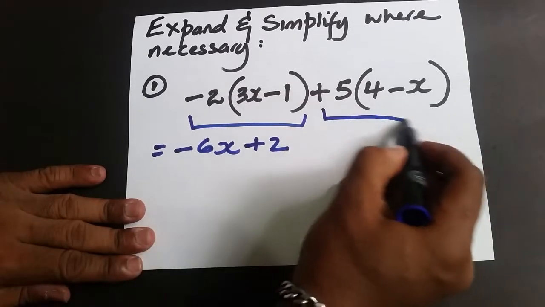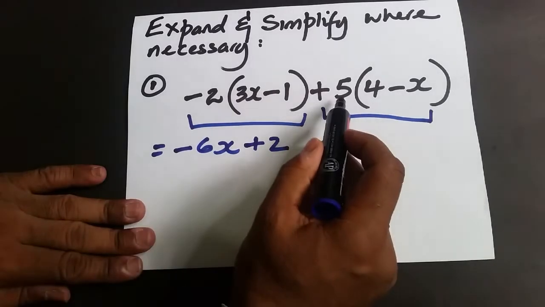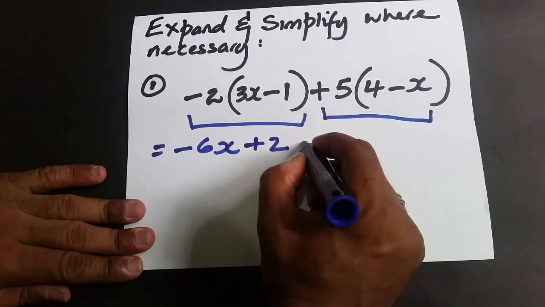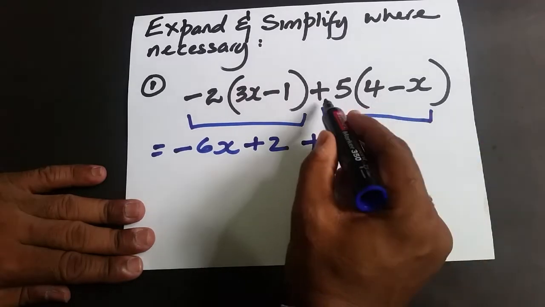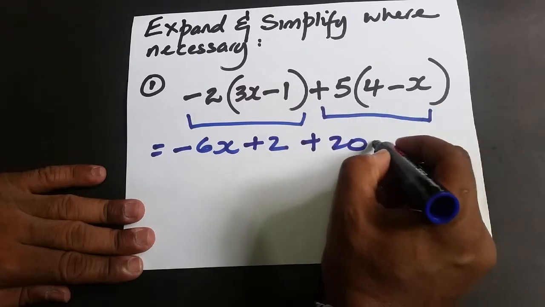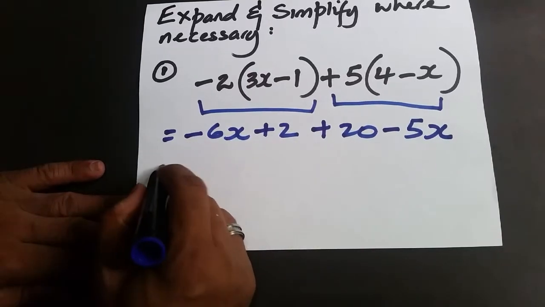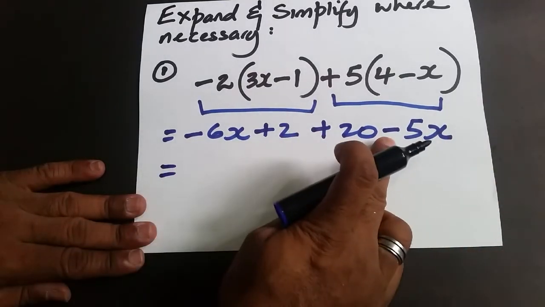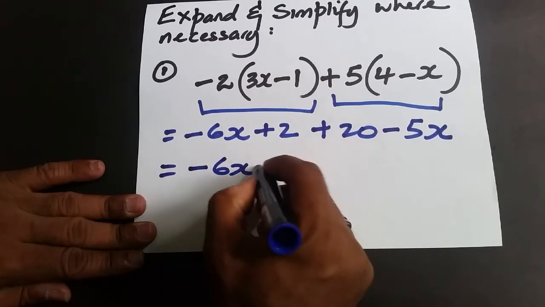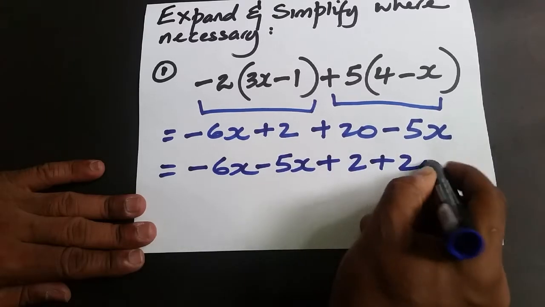Okay, now we're going to go to the second case of expansion. And remember that this 5 is positive. So positive 5 times positive 4 is positive 20. And positive 5 times negative x is negative 5x. Now we have like terms present, and remember when you move like terms you move the sign with it. So it's negative 6x minus 5x plus 2 plus 20.